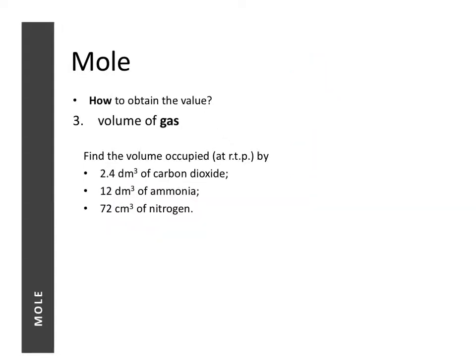Now in this question we are given the volume, we need to find number of moles. So how do we do that? From the triangle, if we want to find number of moles, we need to take volume divided by molar volume. Alright, so in the first example, to find number of moles of CO2, I take volume, which is given as 2.4, divided by molar volume, which is 24, so it's 0.1 moles.